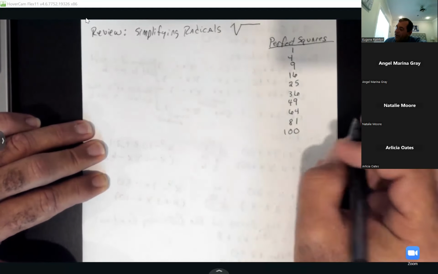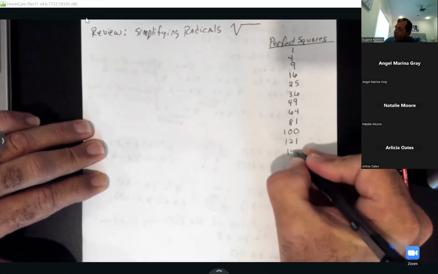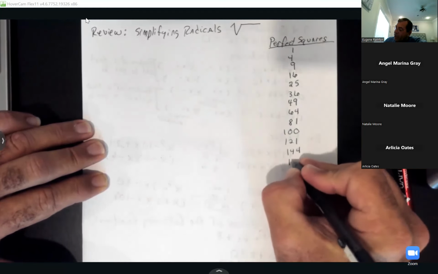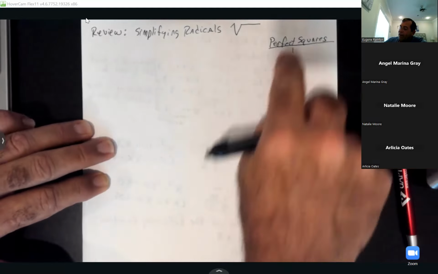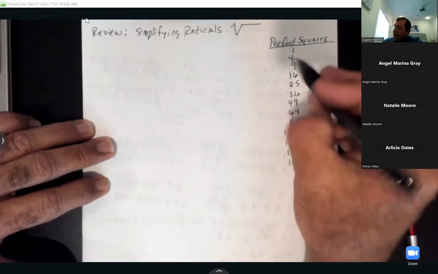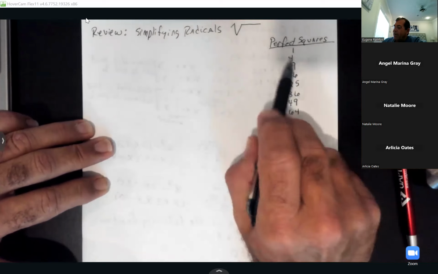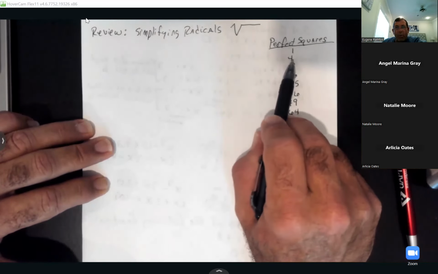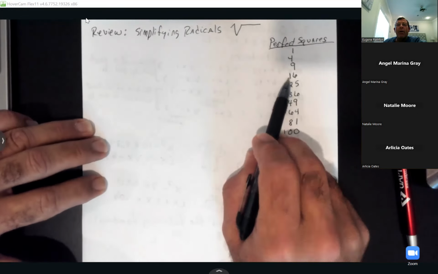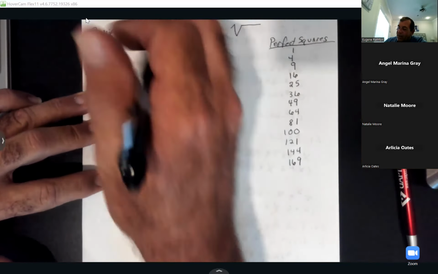I'll go a little bit further. 11 times 11 is 121. 12 times 12 is 144. And then finally, 13 times 13 is 169. These numbers are called perfect squares. That means you can take the square root of these numbers and get a nice integer. Like the square root of 1 is 1. Square root of 4 is 2. Square root of 9 is 3. Square root of 16 is 4. And so on. Because that's what you need to know when we simplify radicals.